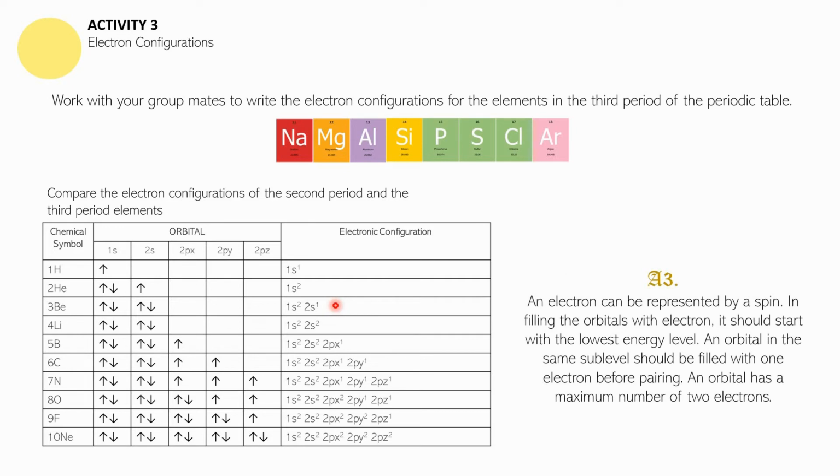And then for the answer to question number 3: an electron can be represented by a spin. In filling the orbitals with electrons, it should start with the lowest energy level. An orbital in the same sublevel should be filled with 1 electron before pairing. An orbital has a maximum of only 2 electrons, as was said. And I hope that, based on your self-criticism of your answers, you were able to get a score of 3 out of 3.